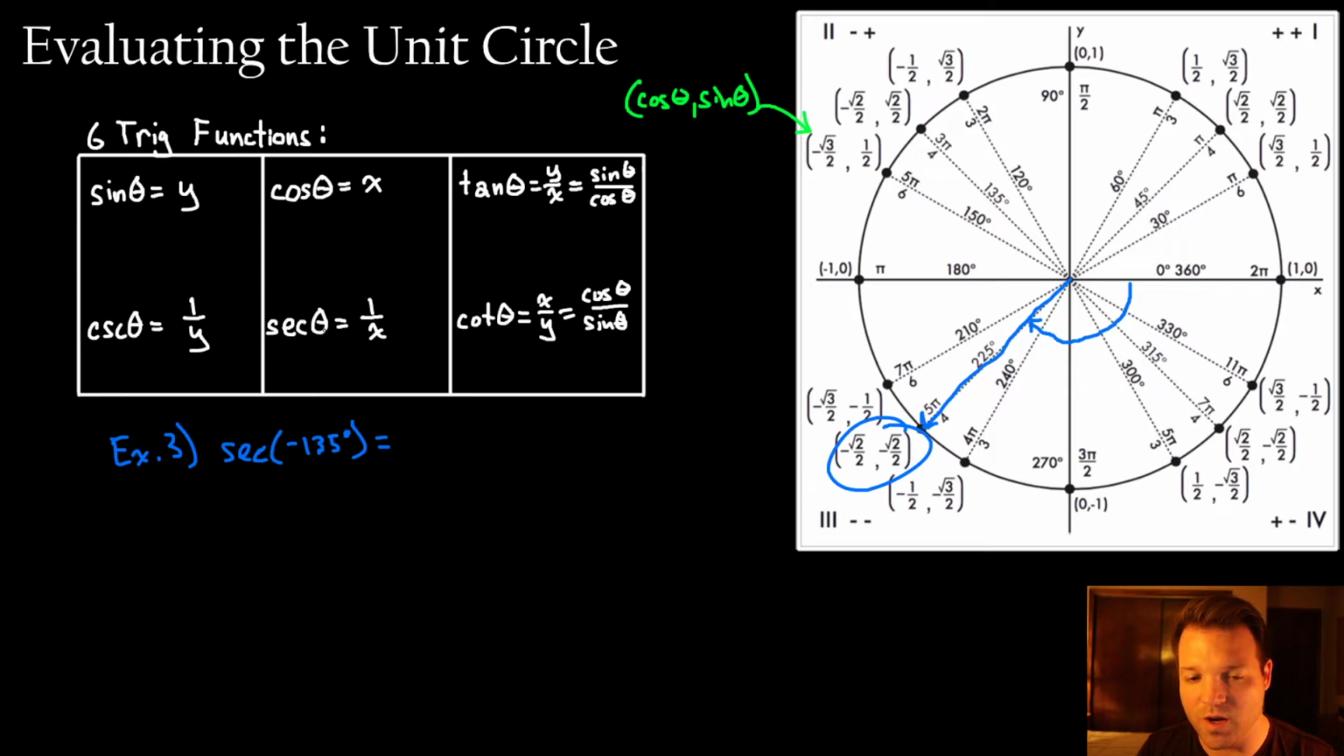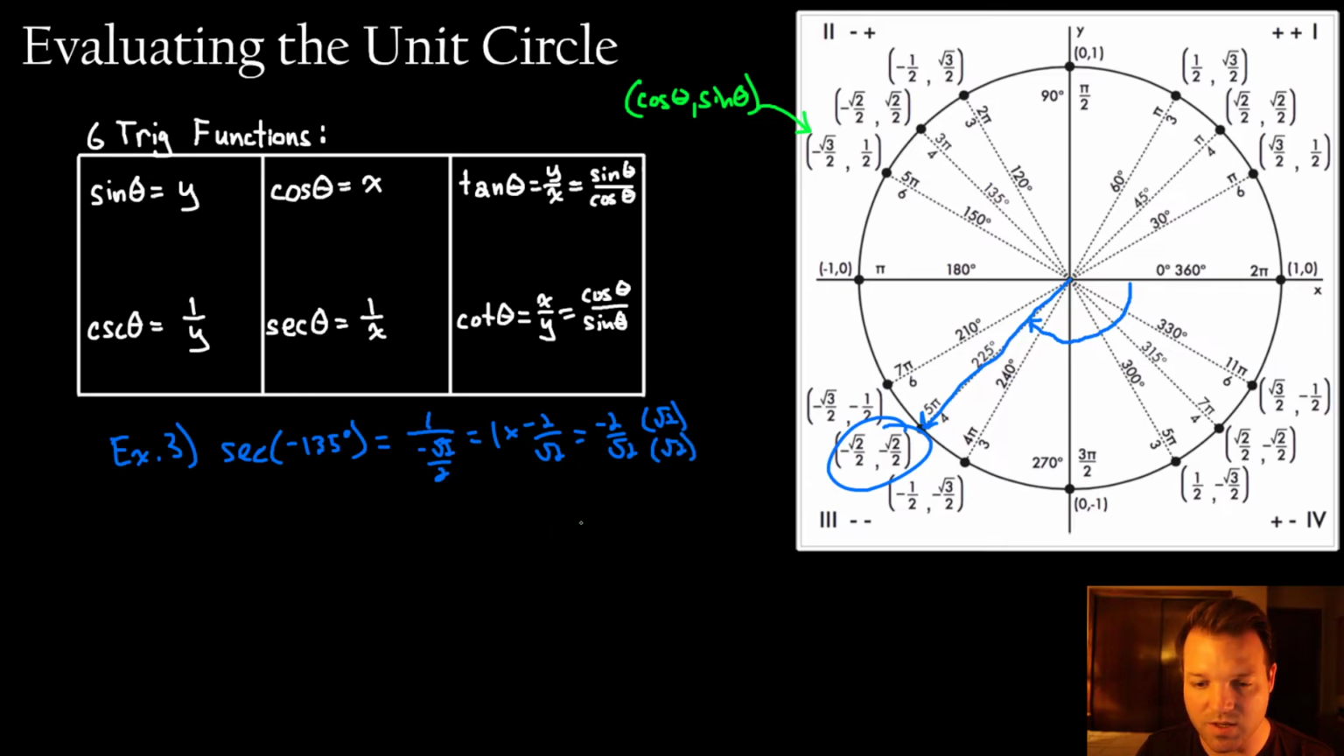So going off of secant, that is 1 over x. So 1 divided by whatever the x value is, which is negative root 2 over 2. And when I divide by a fraction, it's the same thing as multiplying by its reciprocal. So I'm going to say this is equal to 1 times negative 2 over root 2. I'm just going to leave the negative in the top because I like negatives in the top, not on the bottom. So 1 times that is just negative 2 over root 2. And now I'm going to rationalize this. We don't like to have radicals in our denominators, so I'm going to multiply top and bottom by the square root of 2.